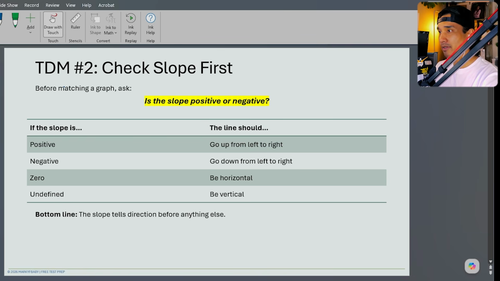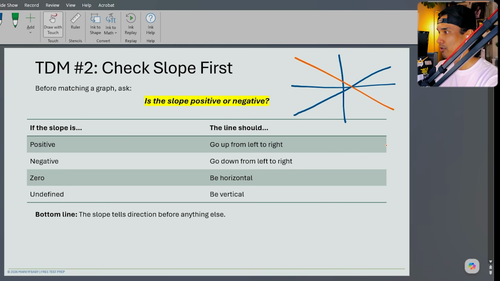This is for graphing. Before matching a graph, ask, is the slope positive or negative? Right? If the slope is positive, the line should go up from left to right, right? From left to right, going up. Negative, go down from left to right, right? Down from left to right.